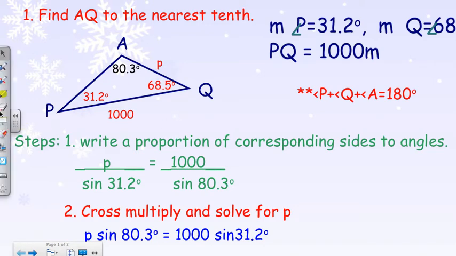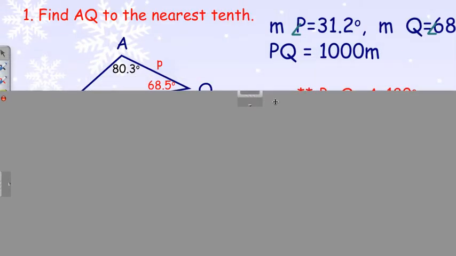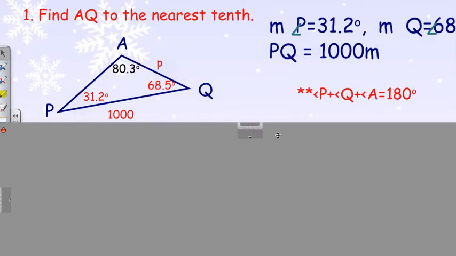Okay, let's look at the first problem. In the first problem, you're given the following triangle. So you have triangle PAQ. You need to find AQ to the nearest tenth.